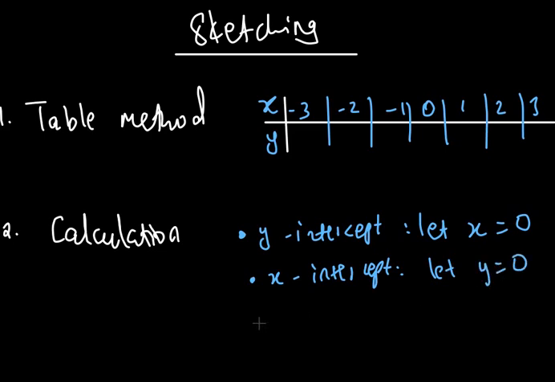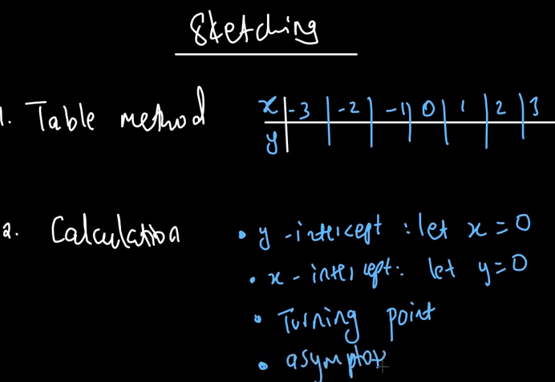And then you can either find the turning point. Now it will depend on the type of graph, but you can find the turning point, or you can find the asymptotes. These 4 things are going to assist you to sketch a nice graph if you're using calculation, and then the table method also works.